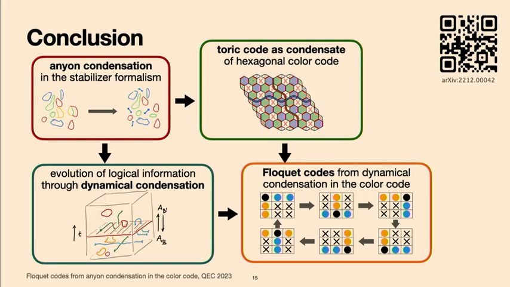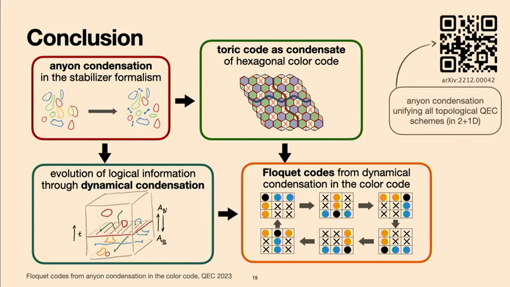And we could use the braiding property of the anyons in the parent phase to understand the evolution of logical information through such a dynamical condensation. This then fit together into defining new Floquet codes from dynamical condensation sequences. These don't necessarily have to be periodic, but this is a very nice instance of a CSS Floquet code.